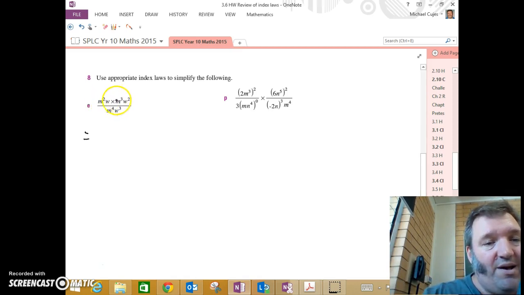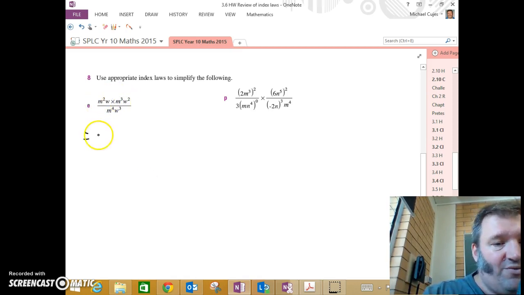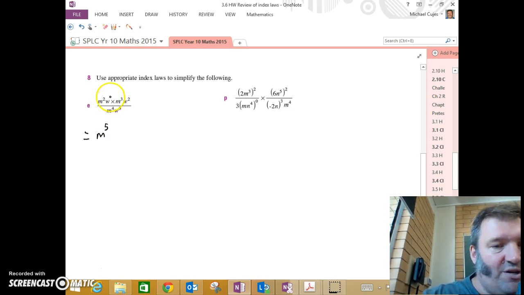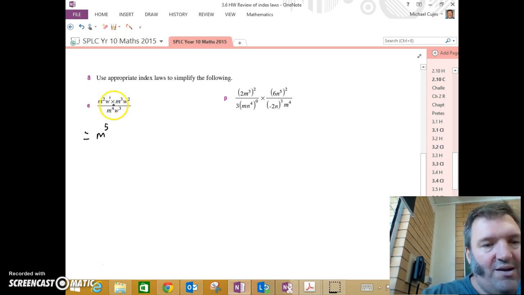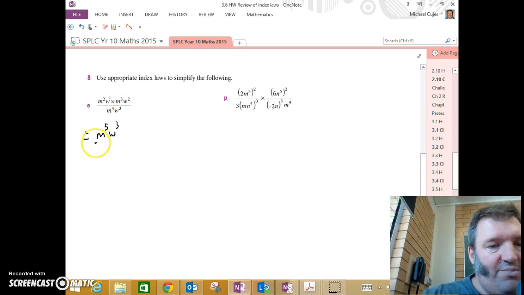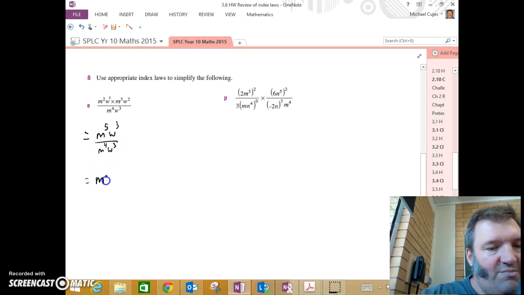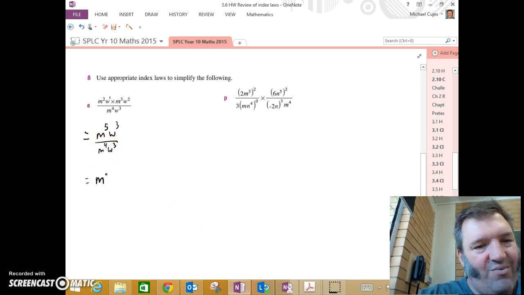M multiplied by M. We don't worry about the W's for now. M's go with M's. 2 M's multiplied by another 3. That's 5 M's being multiplied together. W on its own, that's a W to the power of 1. W to the power of 1 multiplied by W to the power of 2. W to the power of 3. Divide it by M to the 4 over W cubed. When you're doing division, you subtract. M to the power of 5 divided by M to the power of 4 is M to the power of 1. I don't need to write the 1.